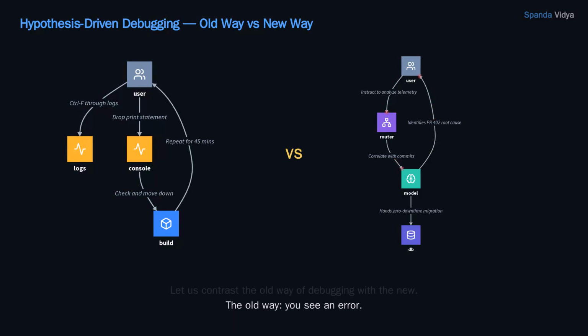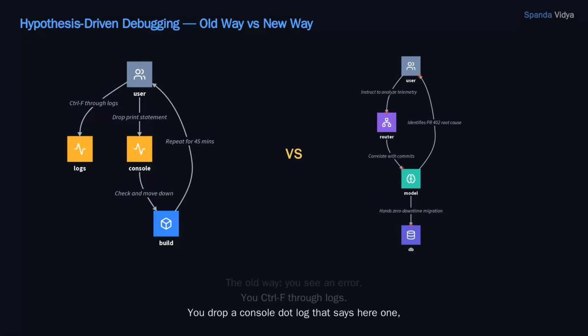Let us contrast the old way of debugging with the new. The old way, you see an error. You control F through logs. You drop a console.log that says, here one, run the build, check the log, move the print statement down, and repeat for 45 minutes. The new way is hypothesis driven debugging.